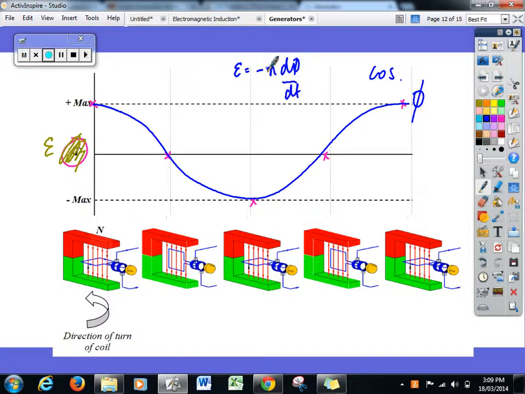Now, N in this case is simply 1. It's a single loop. So E equals minus dφ/dt. Now, φ is cos. What's the differential of cos? Cos, when you differentiate, goes to minus sine. But with the negative sign in front, minus minus, it gives a positive sign. So the EMF curve would be the sine curve. Okay? Okay, we might just leave that there and we will come back to that next lesson.